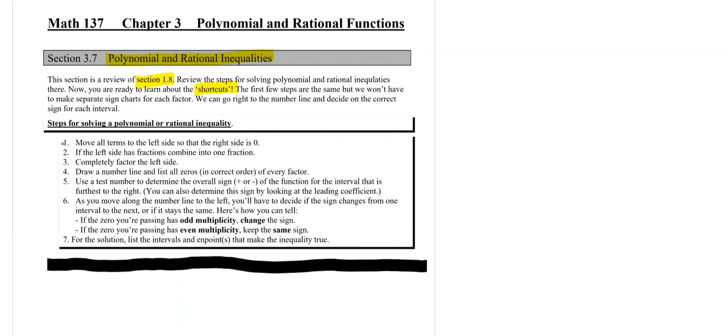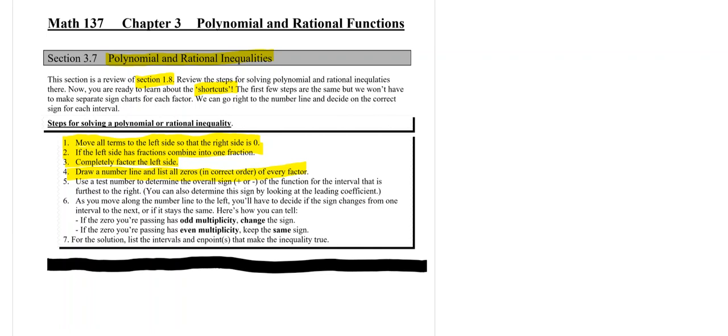The first few steps are exactly as before. Move all the terms to one side, make the other side 0, put everything in order, ready to be factored. If there's more than one fraction, combine them all together into one fraction, and then completely factor everything on the left. If it's a rational expression, completely factor the top and the bottom. Then we're going to find those critical values, which we can now just call the zeros of top and bottom, and put them on a number line.